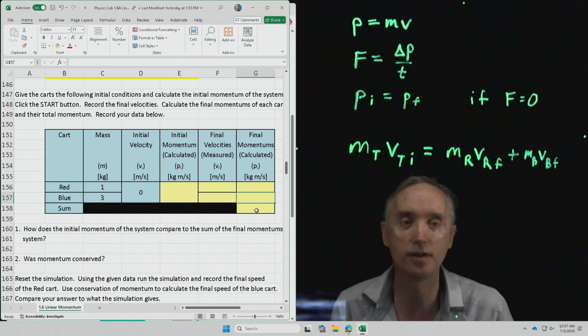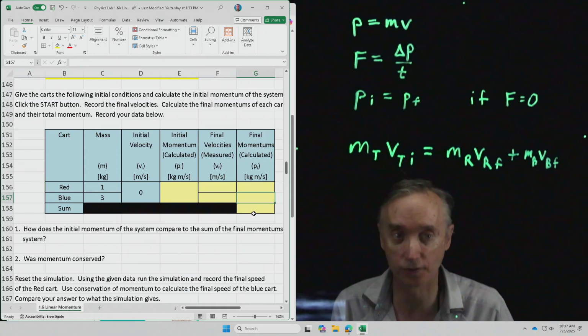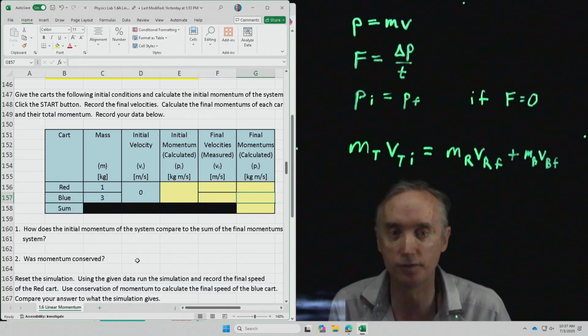So how do you think that this number over here should compare to this number over here if momentum is conserved? Well, I'll let you do the experiment and then answer this question number one, was momentum conserved?